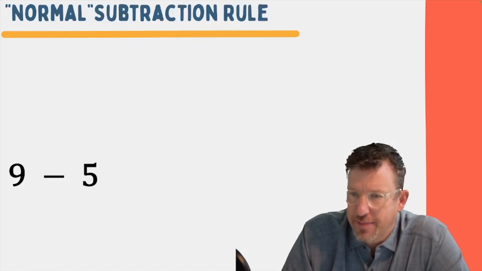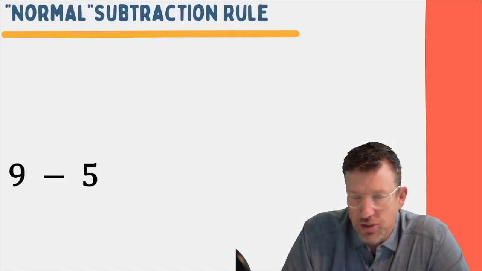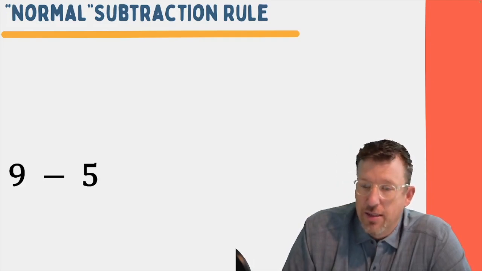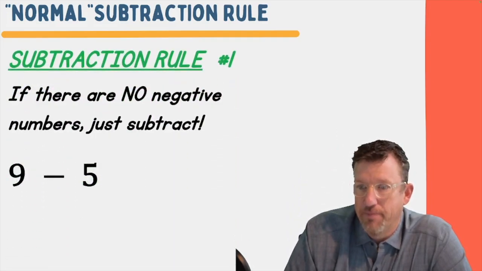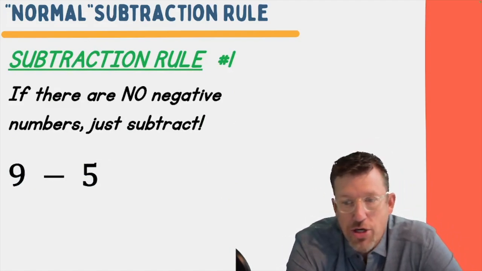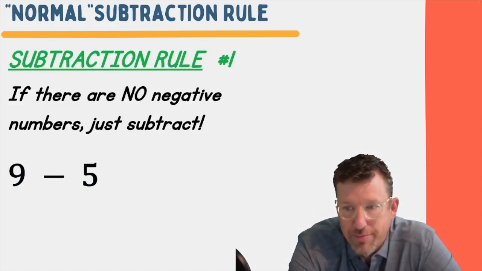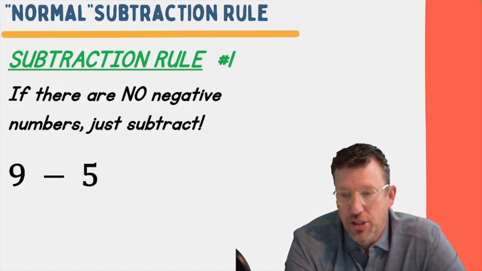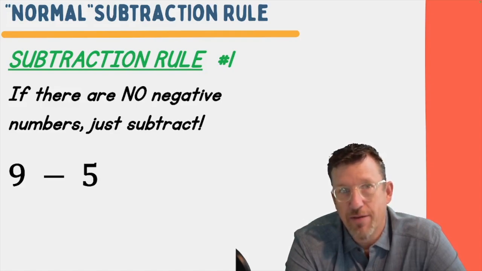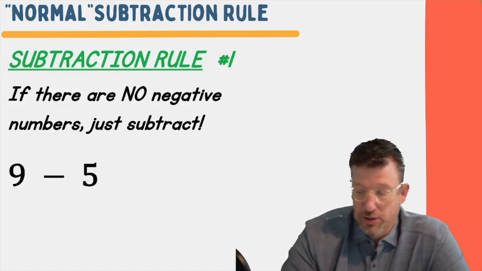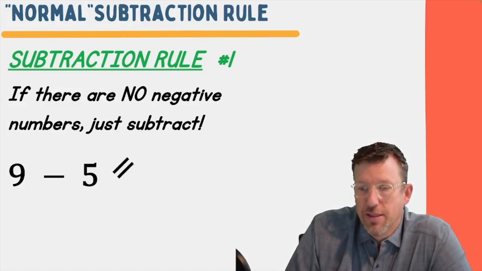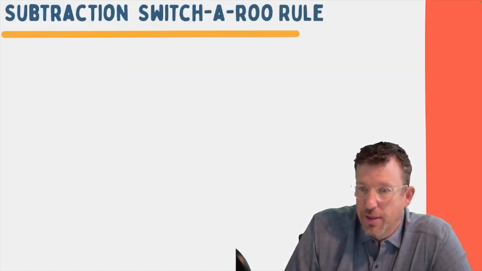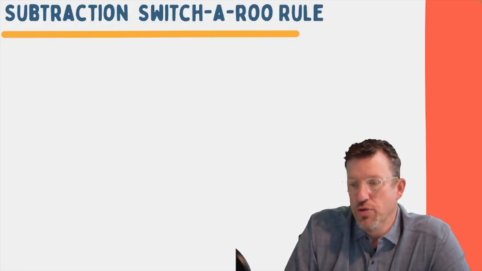Just like if you watched the addition video, you notice that we put a couple rules together. So let's talk about the normal subtraction rule. Subtraction rule number 1: if there are no negative numbers involved in your problem, then just subtract. Same way you did in 2nd, 3rd, 4th, 5th, whatever grades you were in, just subtract. So I have two positive numbers. I have 9 minus 5. If they're both positive, you don't have to do anything crazy. Literally just subtract. What's 9 minus 5? It's 4. That's simple.